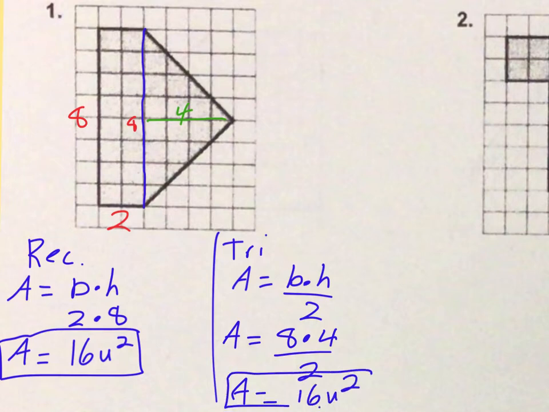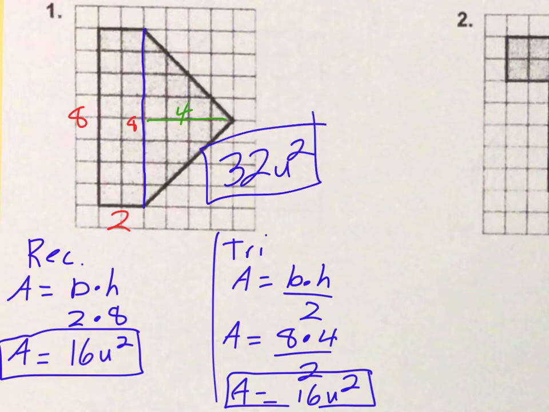Wow. So what you're saying is that my area of this rectangle and this triangle are equal. That's exactly what I'm saying. So 16 plus 16 is 32 units squared. And we are done with number 1.